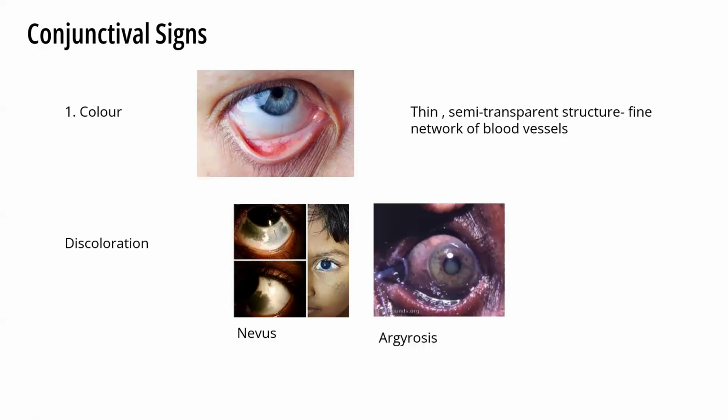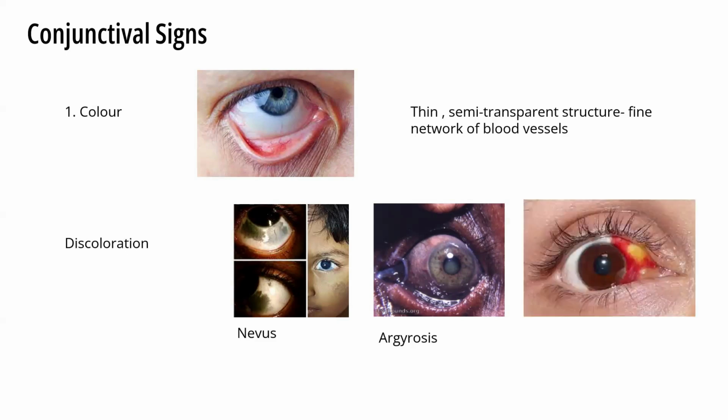What is this? Argyrosis. Earlier, they used to use silver nitrate in newborns, as soon as they were born, to clean or disinfect the surface. This used to cause chemical conjunctivitis and also discoloration of the conjunctiva, resulting in argyrosis. This is no longer used now.